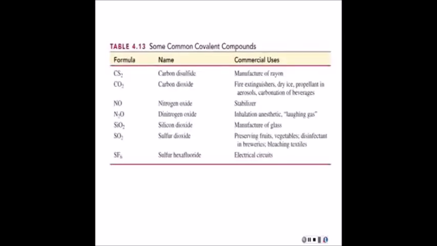Now here are a bunch of them that you can look at and you can see the names and how they match up pretty easily. These names are pretty easy because you're really spelling out the formula. SO2, sulfur dioxide, silicon dioxide, SiO2, SF6, sulfur hexafluoride, and it gives you the different uses for them.